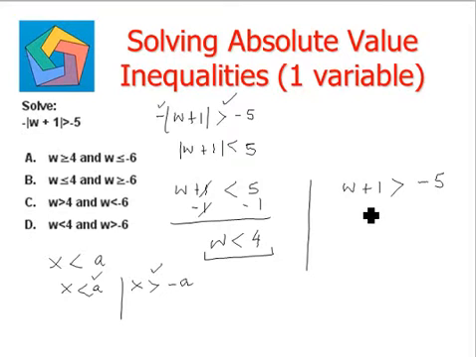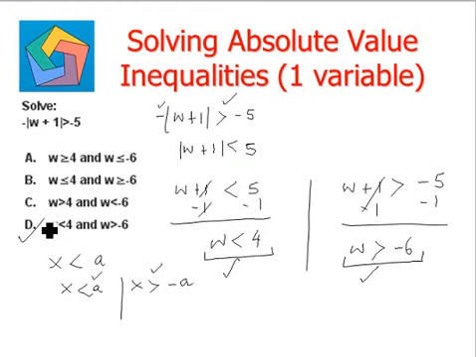This is the first answer for the value of w. Now we subtract 1 on both sides. This becomes 0. w is greater than negative 5 minus 1, which is negative 6. This is our second value of w. So w less than 4 and w greater than negative 6 is the answer, which can be seen in option D. Let's look at the next question.